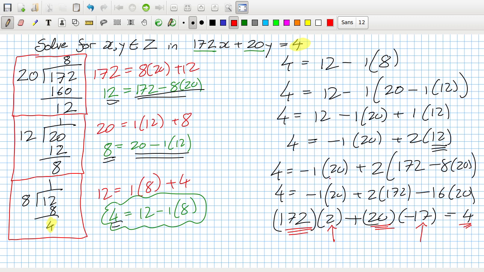And remember at the beginning, I said we're looking for an x and a y so that 172 times x plus 20 times y equals 4. So by directly comparing the equation we formed here with the question, we can see that x must be 2 and y must be minus 17. Let's take out our calculators and quickly check that. 172 times 2 plus 20 times minus 17 does indeed equal 4. And so we've solved this equation.